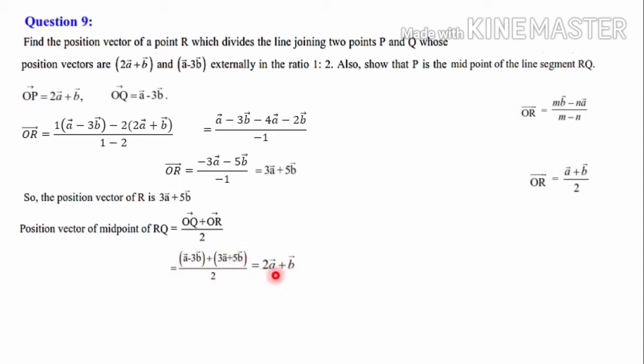And here when you check it with the position vector of P, that is also same, 2 into vector a plus vector b. So that is equal to OP. Therefore P is the midpoint of line segment RQ. That is what we have to show.